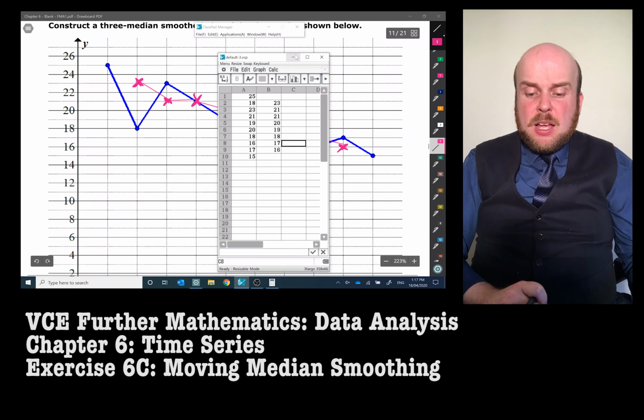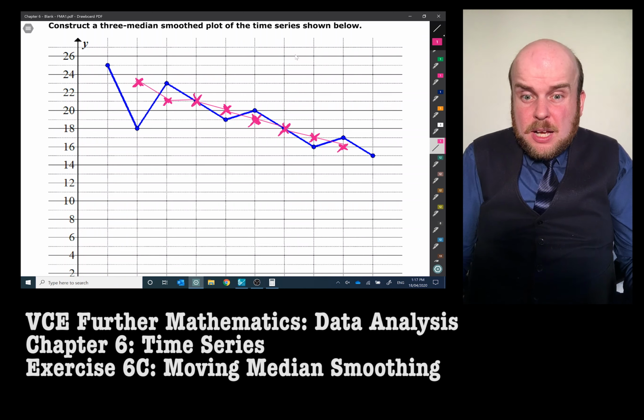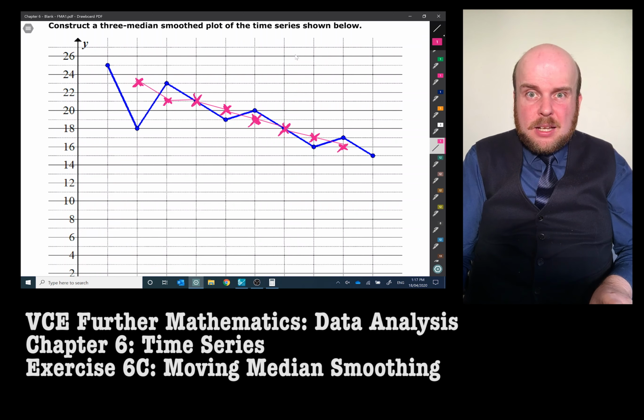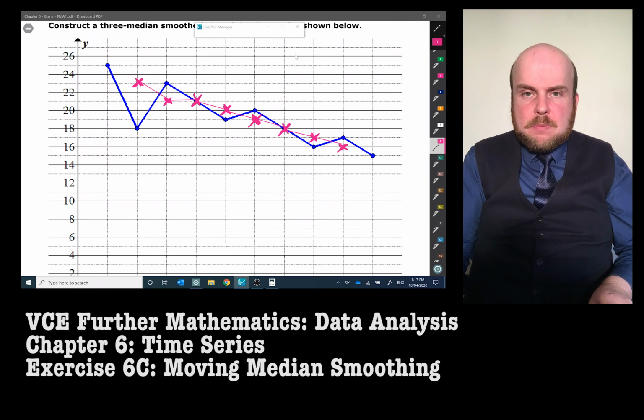And I've just got all the values numerically there as well. However, I don't know about you, I find just doing it visually, doing it a chunk at a time, easier, because I'm just finding whatever's the middle and then plotting accordingly.